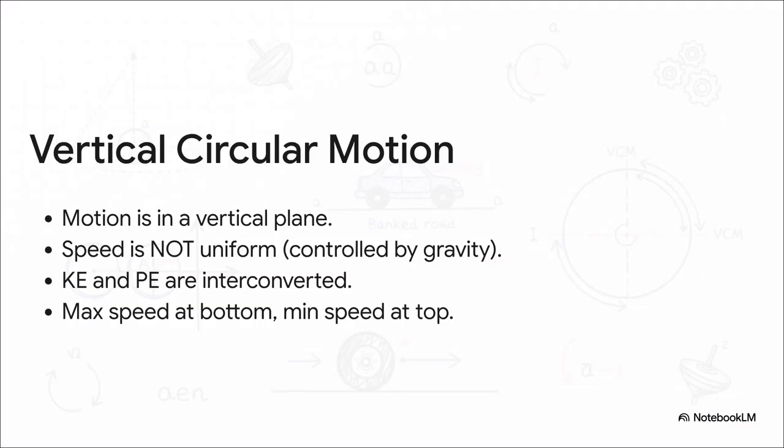So the single biggest difference with vertical circular motion is that the speed is not constant anymore. It just can't be. As the object moves up the loop, it slows down because it's fighting gravity, turning its kinetic energy into potential energy. And then, as it comes back down, it speeds up, turning that potential energy right back into kinetic. That roller coaster loop is the perfect example.